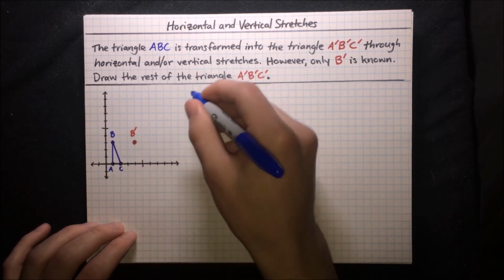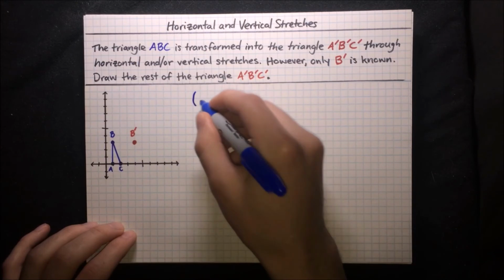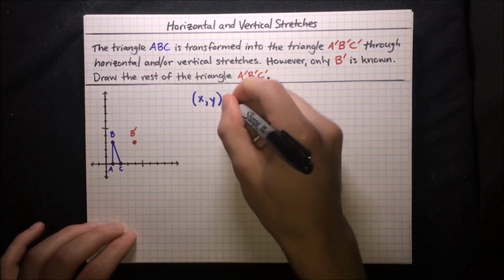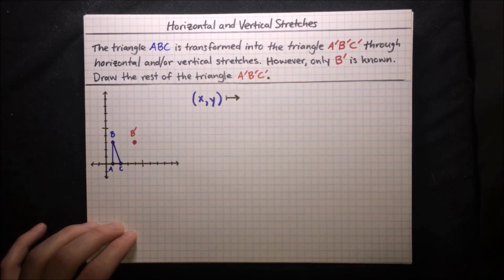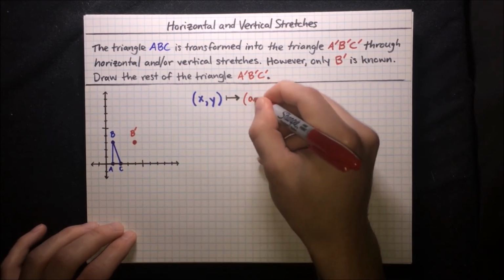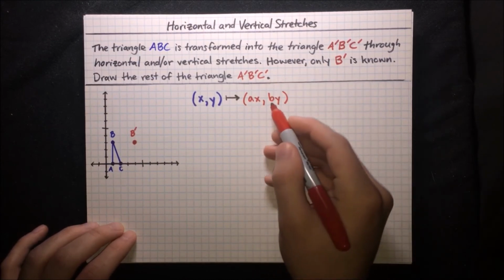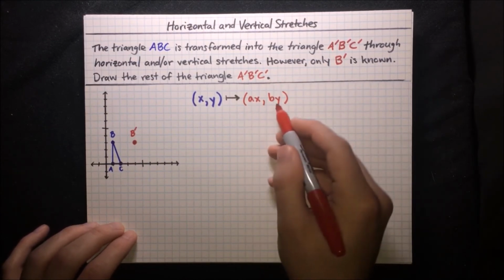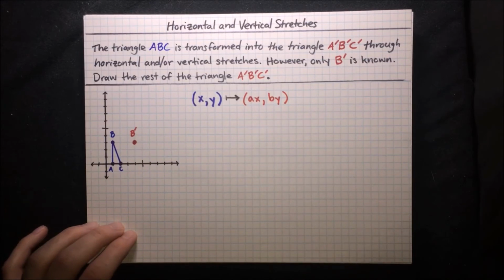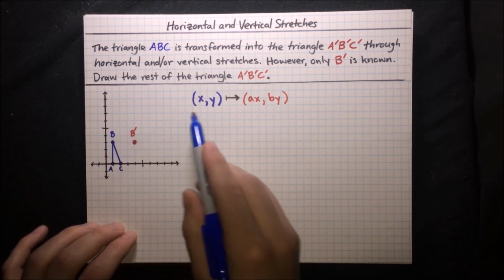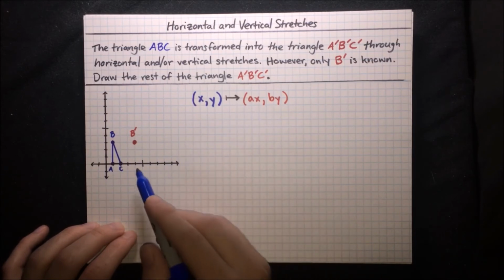Let's set up our transformation. So our transformation takes old points x, y, and brings them to new points of the form ax, by, where a and b are the stretch factors in the x and y directions, respectively. So this transformation brings B to B prime. So why don't we plug in B and B prime into here and figure out what a and b are.